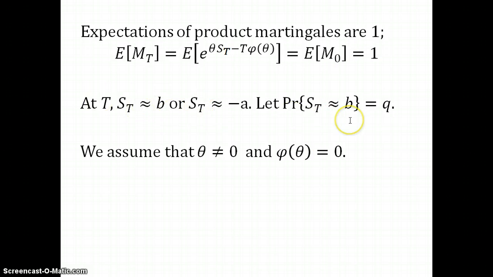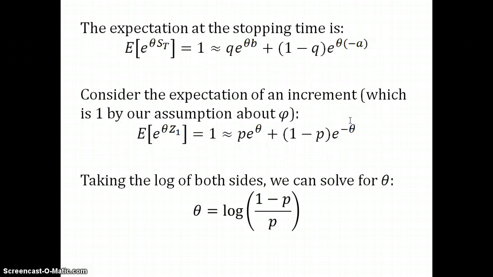Again, our stopping times are defined the same way. The expectation at the stopping time is then simply applying the value of S of t, so that could be either b or minus a, with probability q or 1 minus q. Now, the expectation of an increment is also 1. So the value of this could take on either 1 or -1 with probability p and 1 minus p.